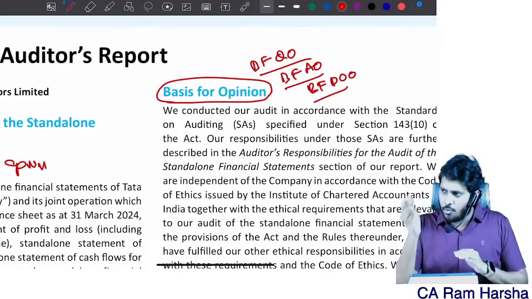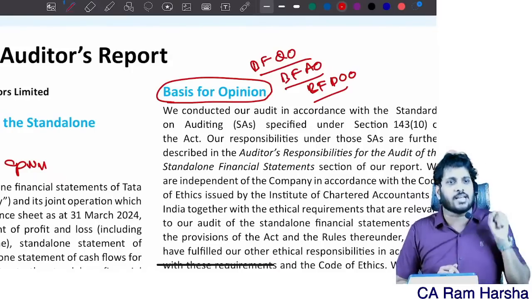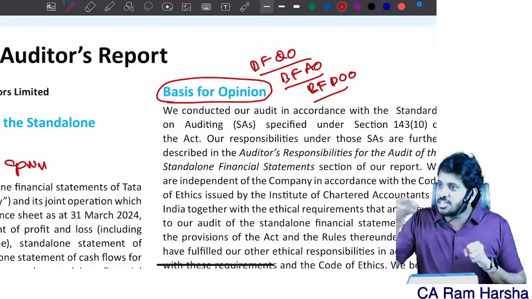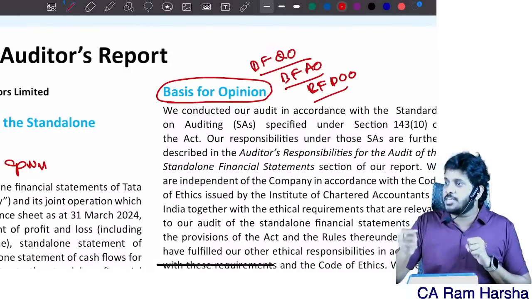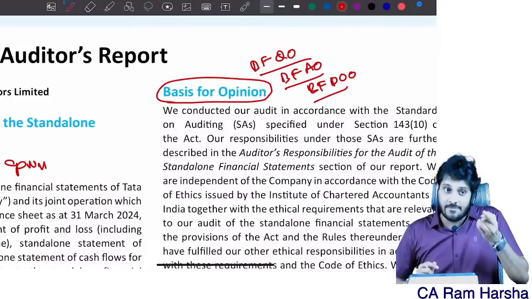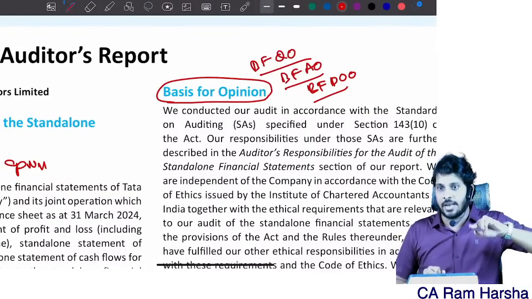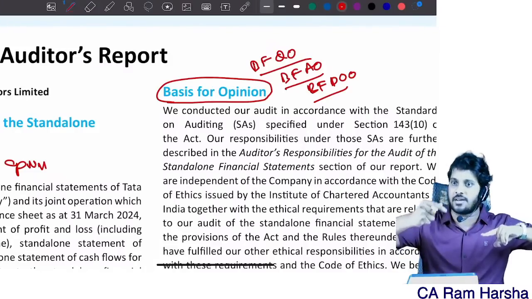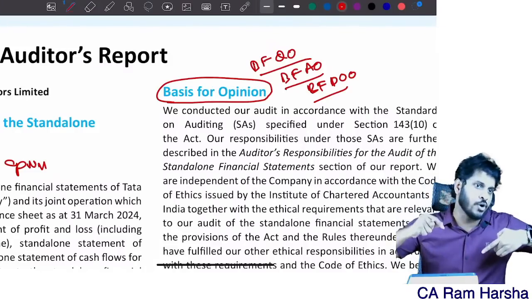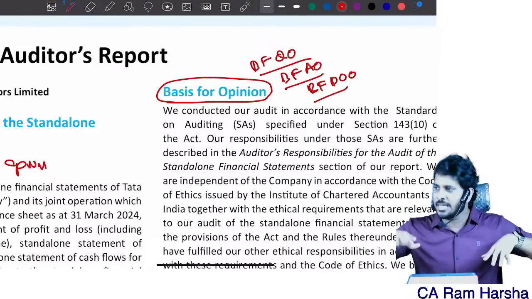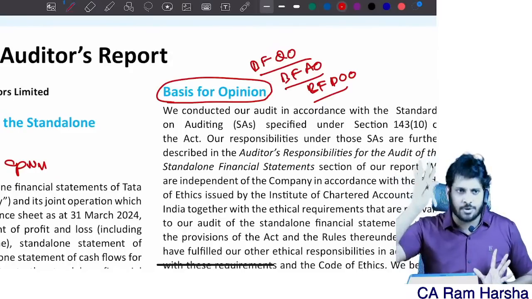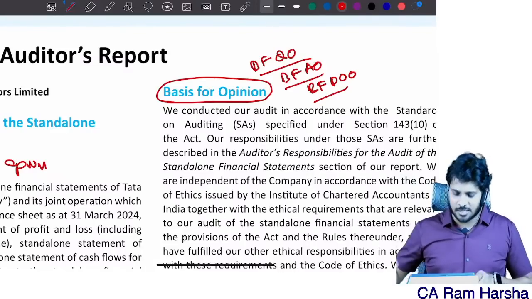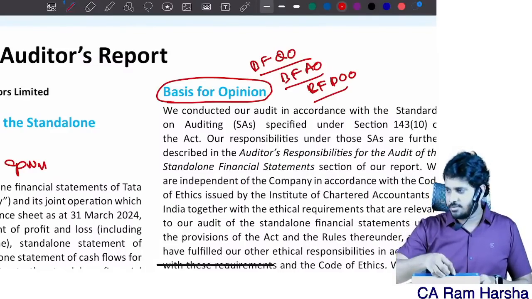With this, opinion discussion is mostly done. Only the drafting part and the definition part we should see. If that is also completed, opinion discussion is completed, and then we will be moving to basis for opinion. Once that is also completed, then we'll be moving to emphasis of matter paragraph, other matter paragraph, key audit matter, material uncertainty related to going concern. Once that is completed, then we'll be discussing CARO. With that, the audit report will be completed. Okay? That's it. We'll meet in the next session.